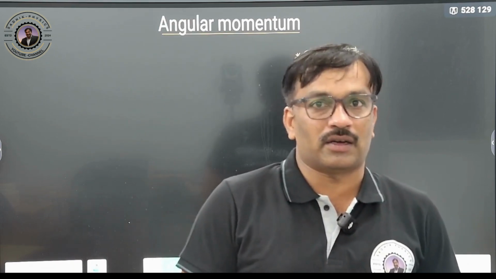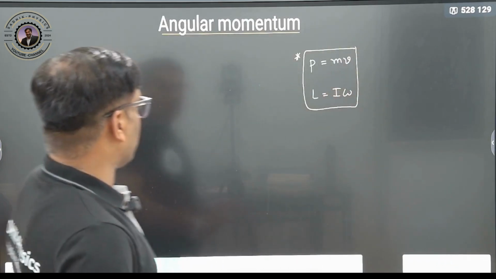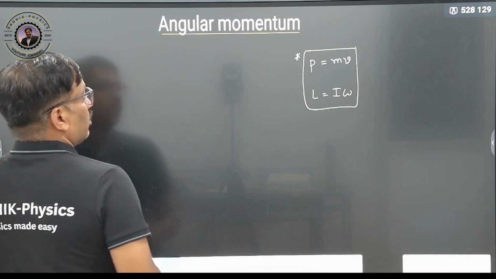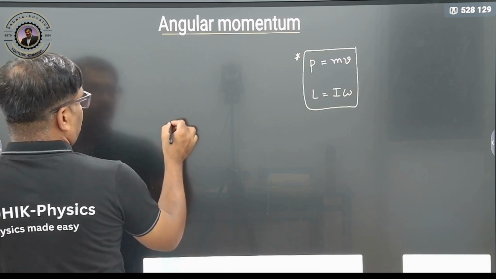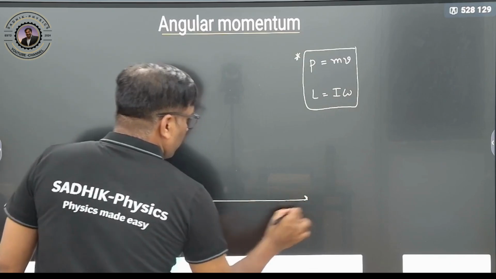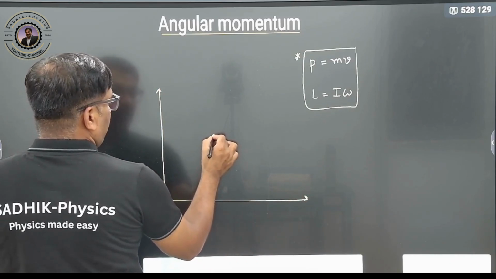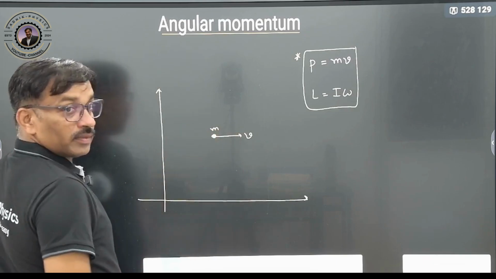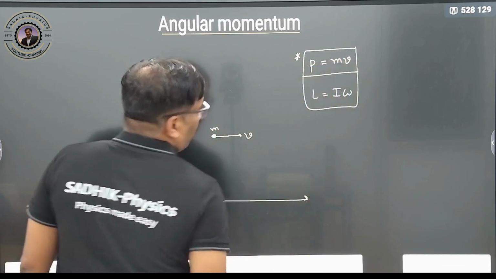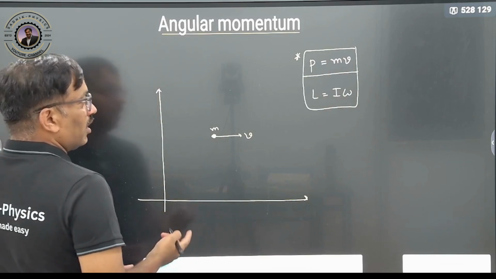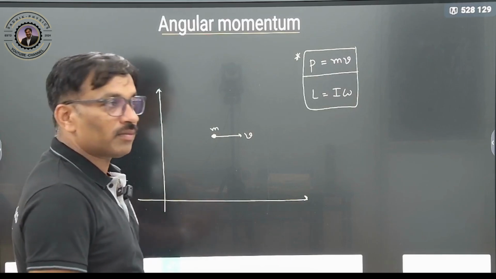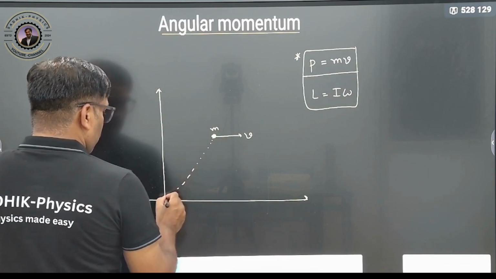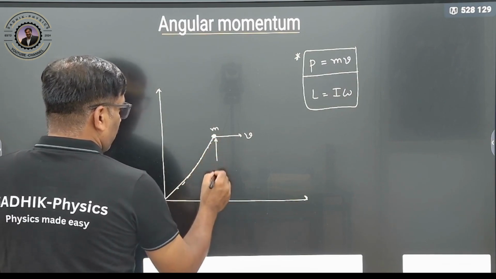We can calculate angular momentum in another way also. Suppose a particle having mass m is moving with a velocity v, therefore it has momentum. What is the momentum here? mv. So we can define moment of momentum as momentum into perpendicular distance, with respect to the origin.